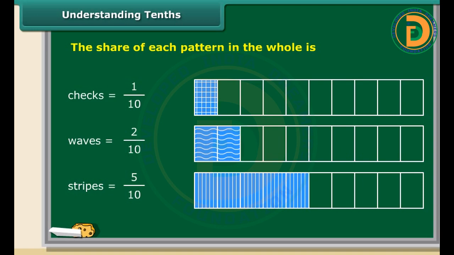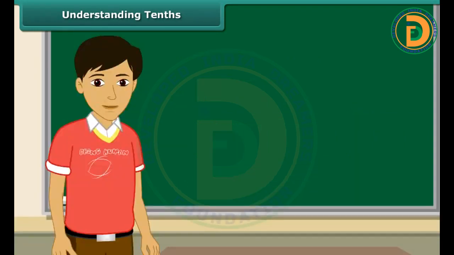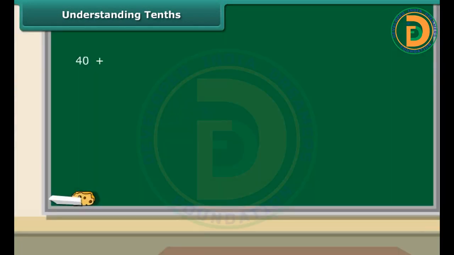Thus, while one part is 1/10, 2 parts show 2/10, and 5 parts represent 5/10. 1/10 can be written as 0.1 in decimal notation, 2/10 as 0.2, and 5/10 as 0.5. Let us now learn to read and write decimals. Consider the example 40 plus 2 plus 1/10. You know that 40 plus 2 is 42. Adding 1/10 to it will make it 42.1.